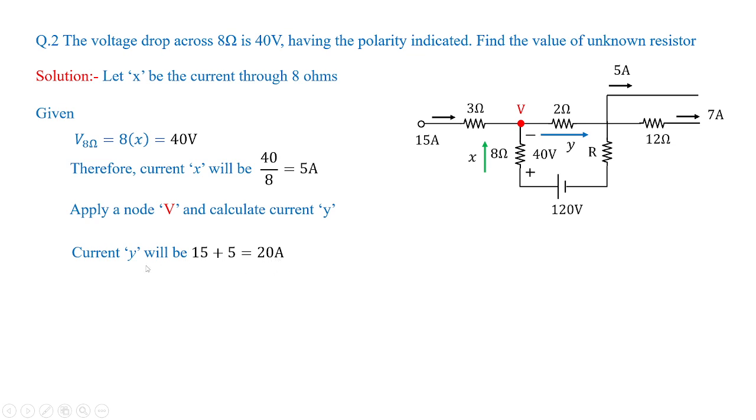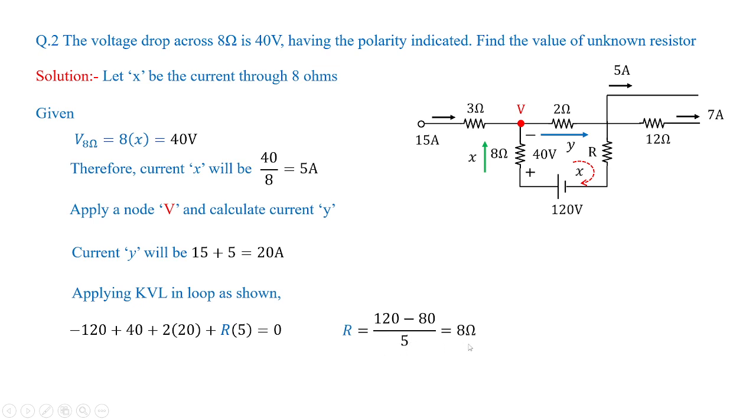Fine. Once we are done with this current, let us apply loop analysis, that is the KVL, to this particular closed circuit in the clockwise direction. For that, I'll start with minus 120, that is the given voltage source, plus 40, that is the voltage across 8 ohms, plus 2 into 20. 2 is the resistance and 20 is the value of current Y, plus R into 5. Why this 5? You can see the 5 amperes is the value of current in the X branch, and the X branch is continuous from this node to this node. So R into 5 equal to 0. With that, we can get the value of resistance, which is equal to 8 ohms.